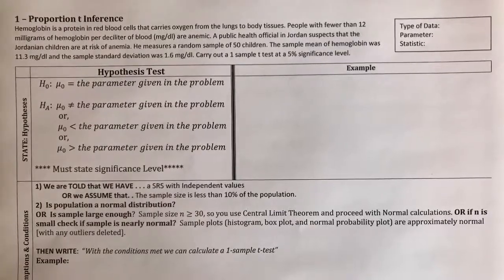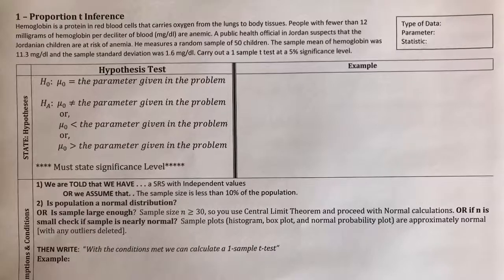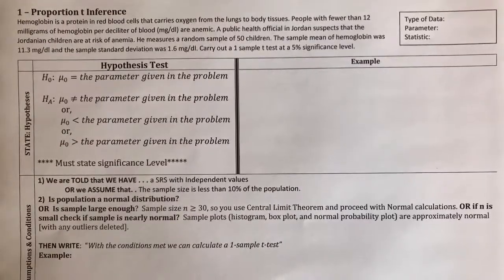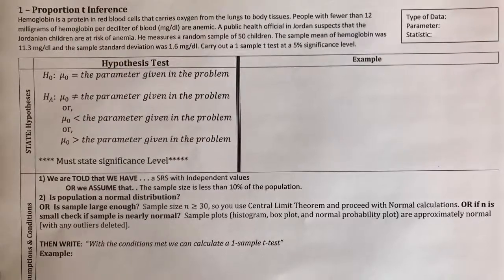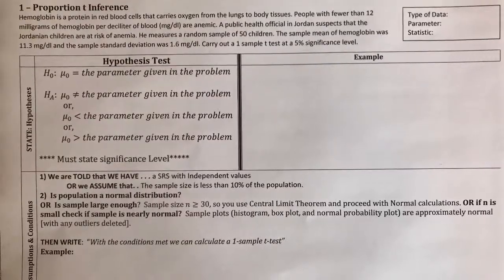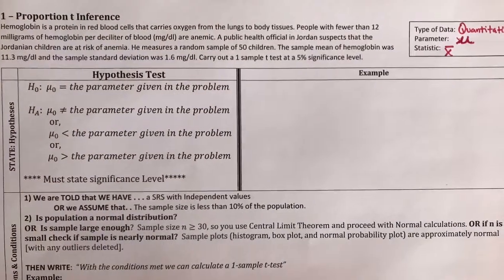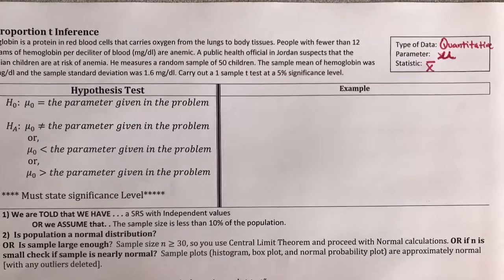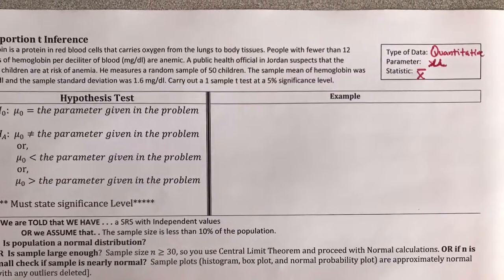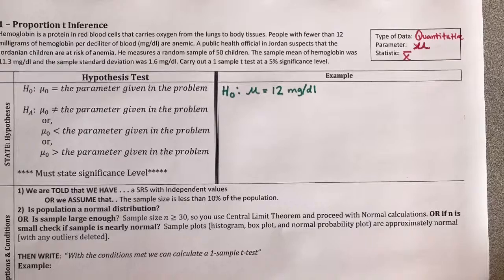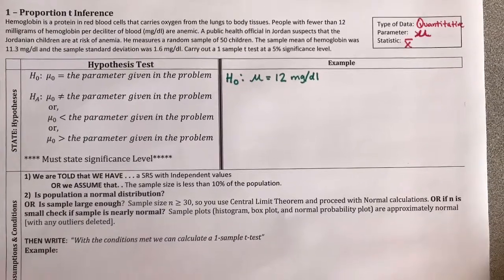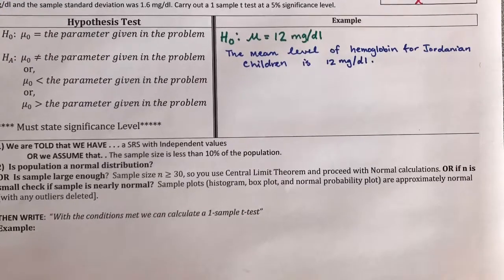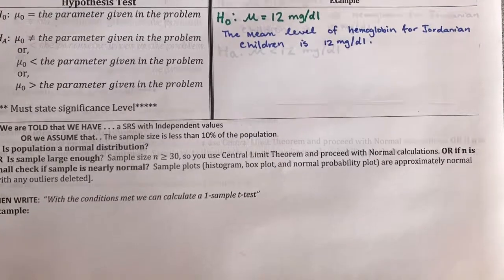He measures a random sample of 50 children and gets a sample mean of 11.3 milligrams per deciliter with a standard deviation of 1.6. We're going to carry out a one-sample t-test. First, we need to recognize that this is quantitative, so our mean is mu and our statistic is x bar. So we're going to work under the assumption that mu is equal to 12. If mu is equal to 12, that is the mean level of hemoglobin for children in Jordan.